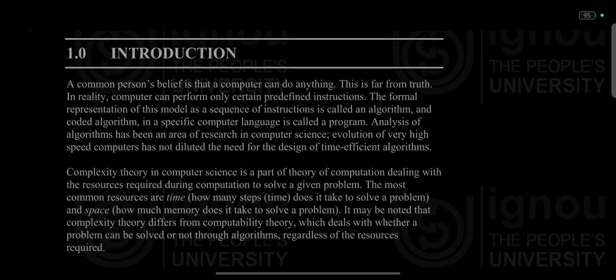A common person's belief is that a computer can do anything. This is far from truth. In reality, computer can perform only certain predefined instructions. The formal representation of this model as a sequence of instructions is called an algorithm, and a coded algorithm in a specific computer language is called a program.